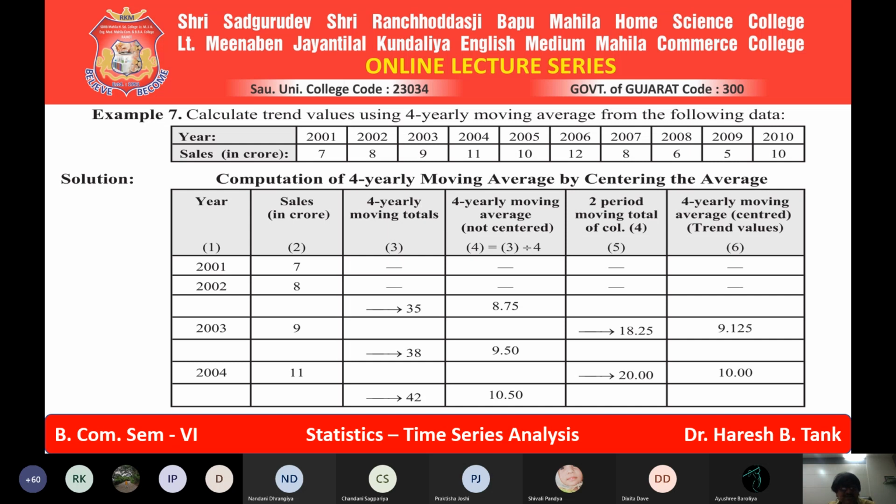9.125 is against 2003. The next entity is against 2004. The next entity would be against 2005, and so on. And this is how a 4 yearly moving average centered is to be found using the second method. The same data set was used in the first example, and the same data set is used for this second method. You can compare your answers with the first and the second method. You will find that in both ways you will get the same answer.